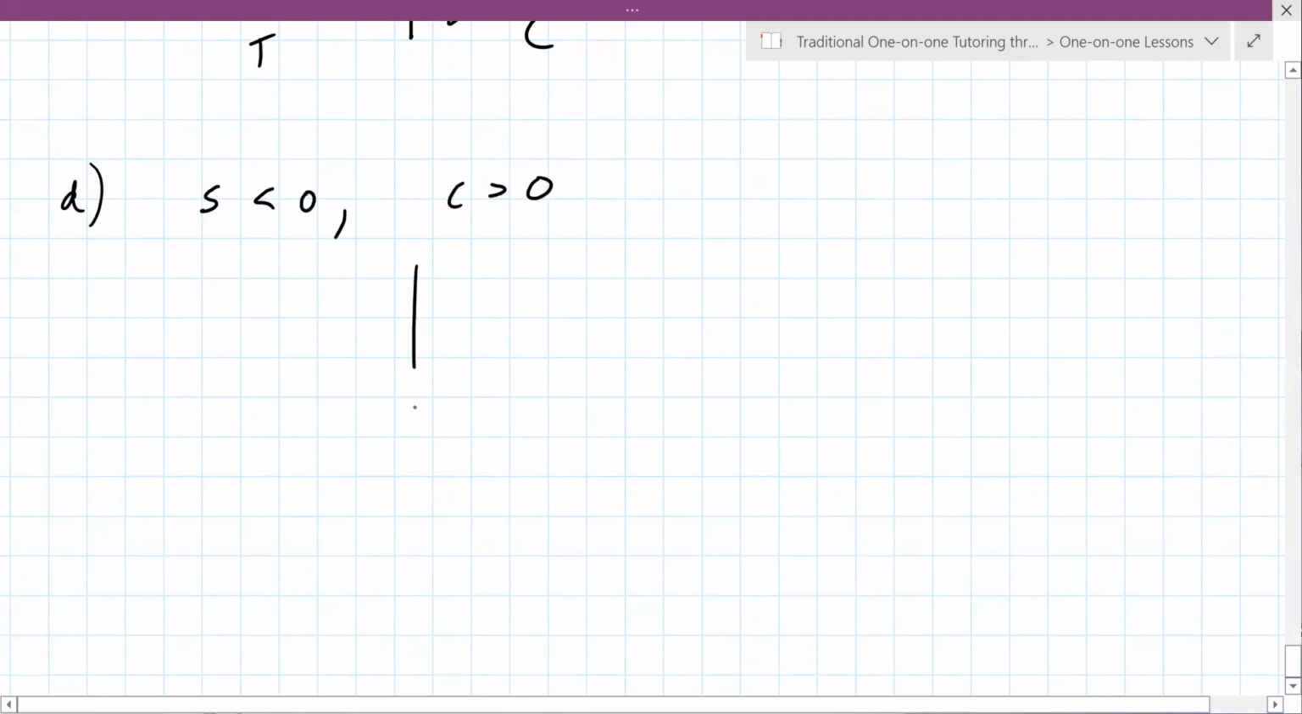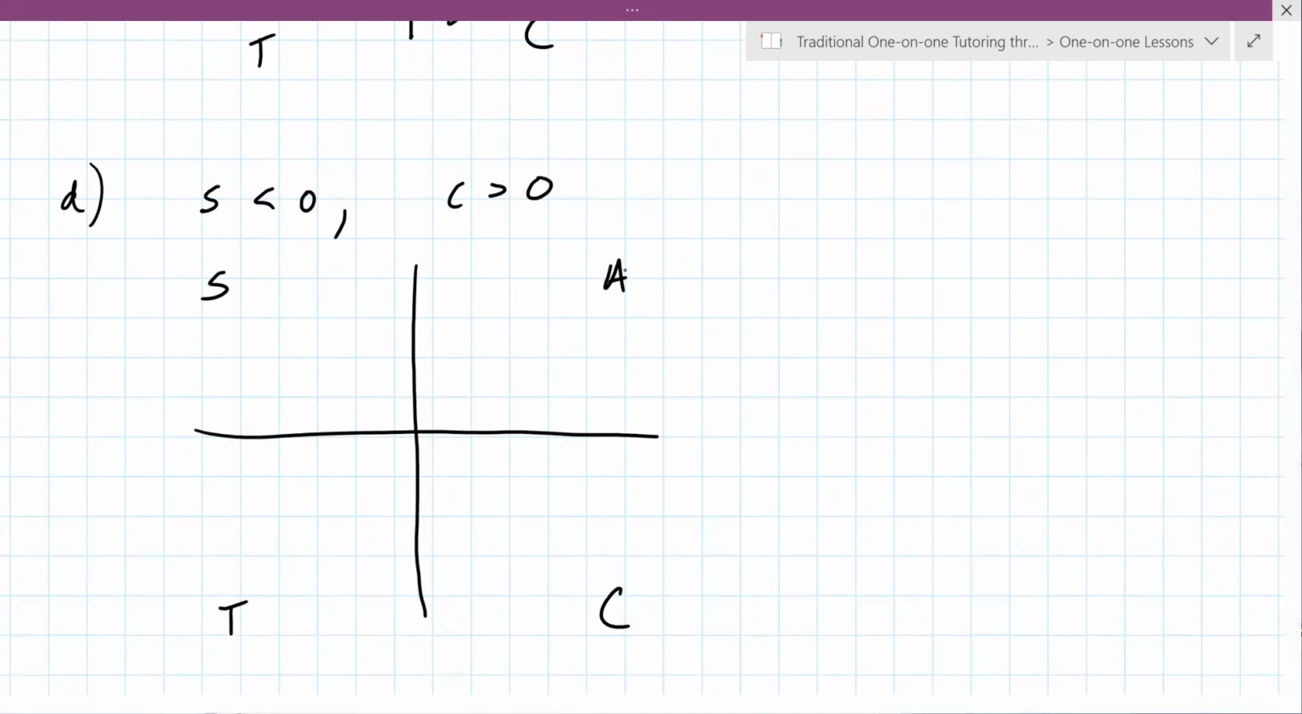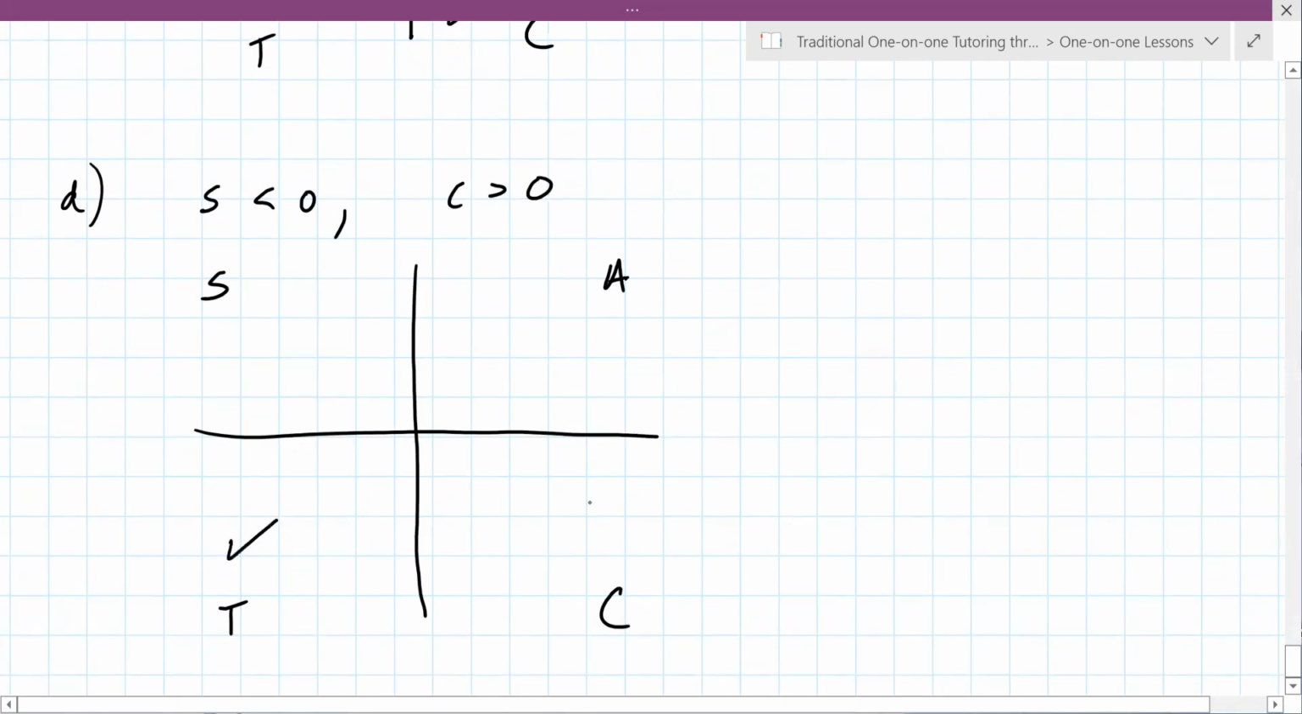All right, last one here on this problem, ASTC. Where is sine negative? Well, we know it's positive in the first and the second because of the A and the S, therefore it must be negative down in these other ones. The letter tells you which one is positive. Where is cosine positive? Where they're all positive, and where cosine is positive. So there's your overlap for those, quadrant 4.